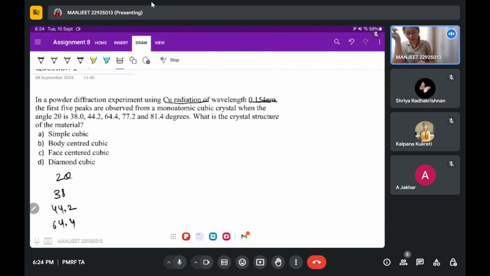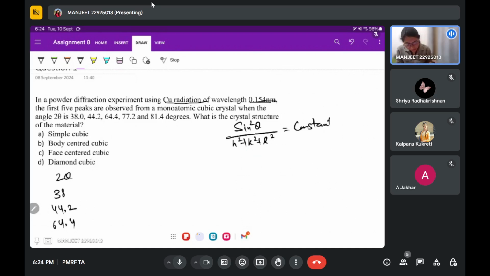Okay, so the condition we have is that sin²θ divided by (h² + k² + l²) equals a constant value. How will we calculate sin²θ? For the simple cubic, FCC and BCC, we will try one by one and then continue.